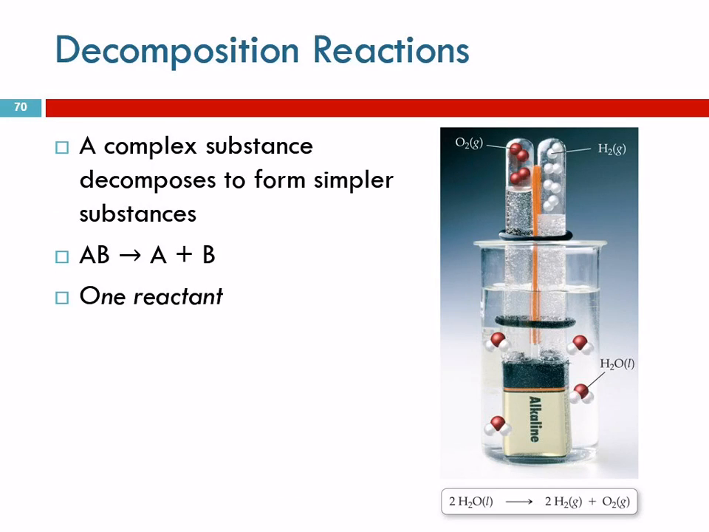Decomposition is kind of the opposite of synthesis. You get a complex substance decomposing or coming apart into simpler substances. So the general form of the reaction is like this. Here we have the compound, and it's decomposing into 2 different substances. It's coming apart. So the identifying thing here is you have one reactant. Combination reaction, there's one product. Decomposition reaction, there's one reactant.